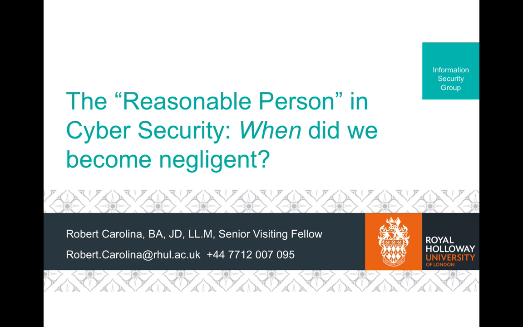And the purpose of this video is to talk for just a couple of minutes about the problem of acting reasonably in cybersecurity. What does a reasonable person do in cybersecurity? And the subtitle of this discussion is, When Did We Become Negligent? Because what this talk is really all about is discussing where negligence liability arises and how something can become negligent over time.